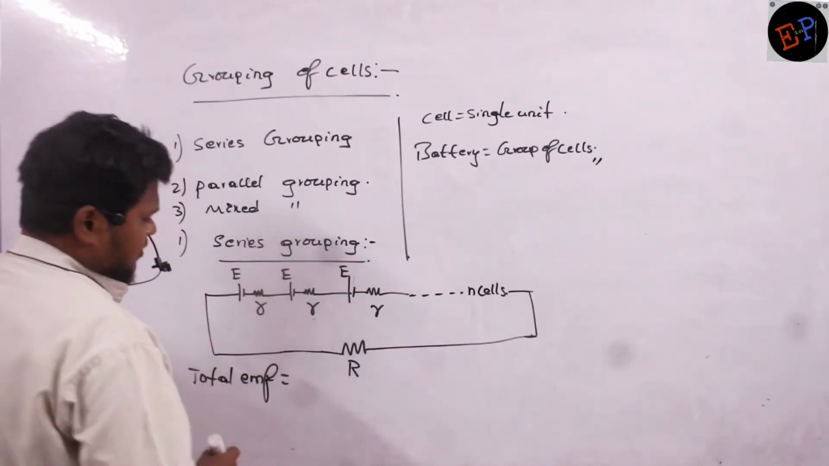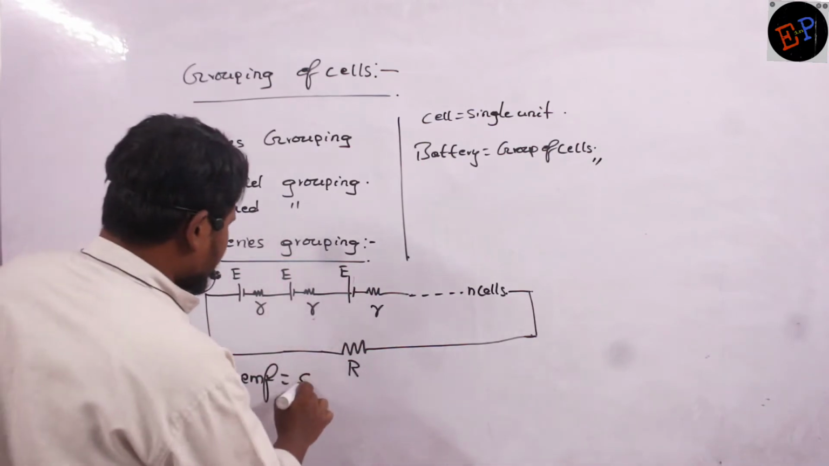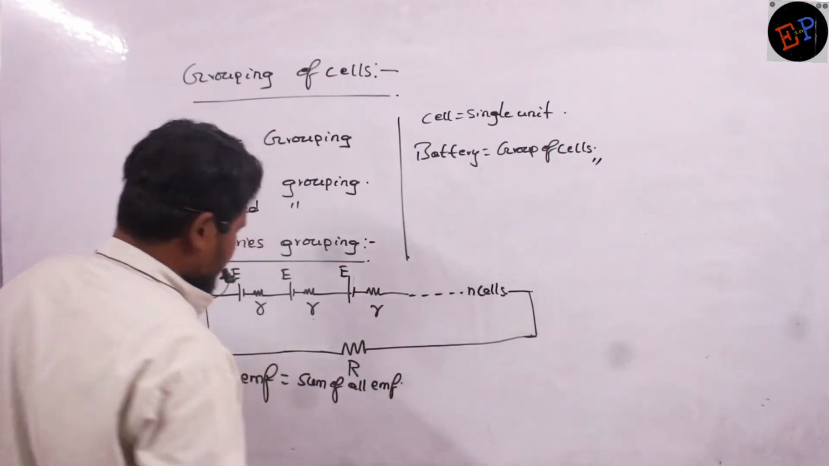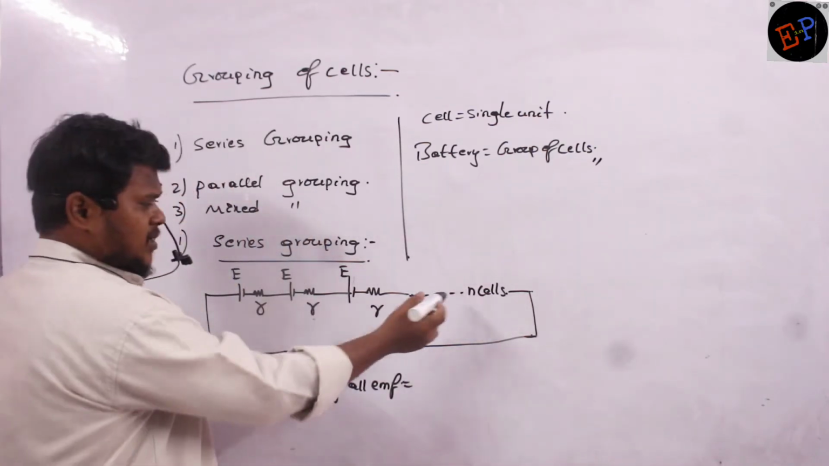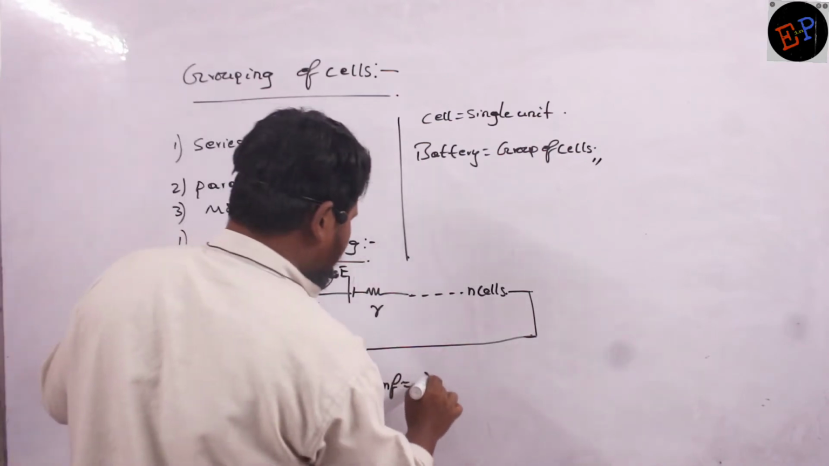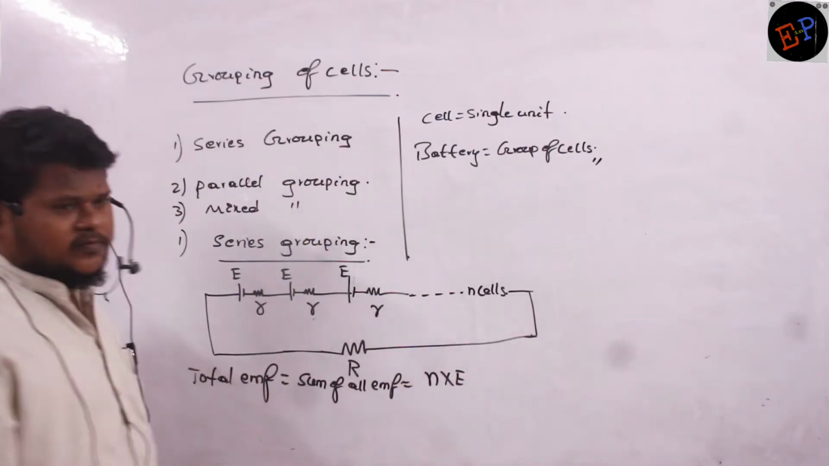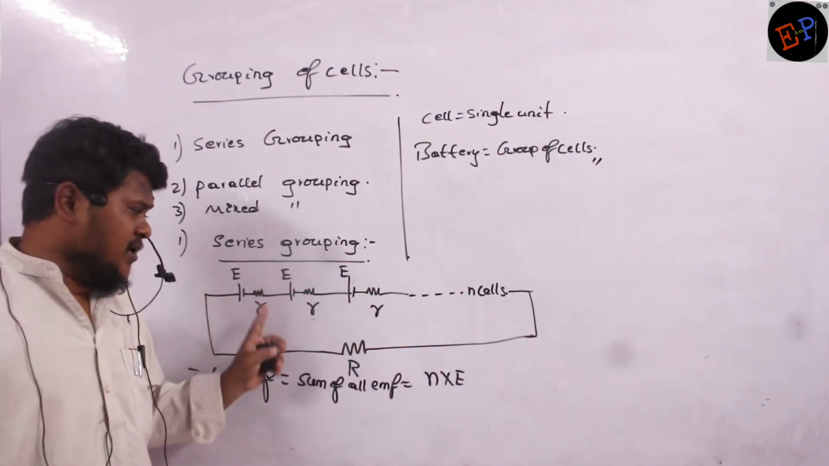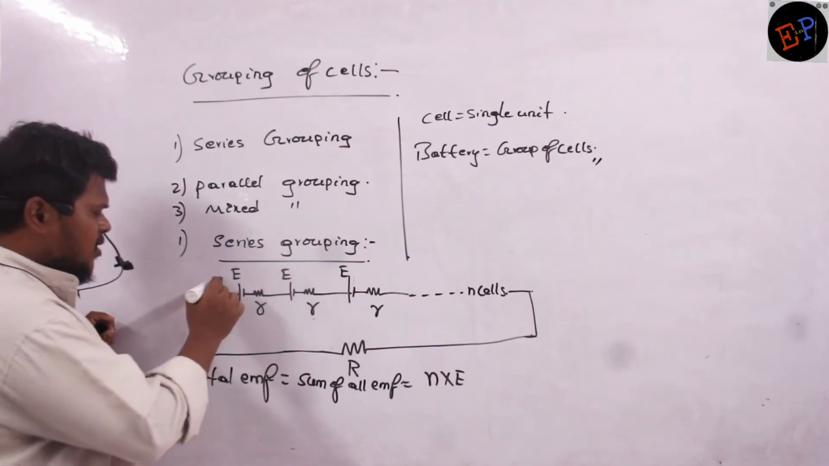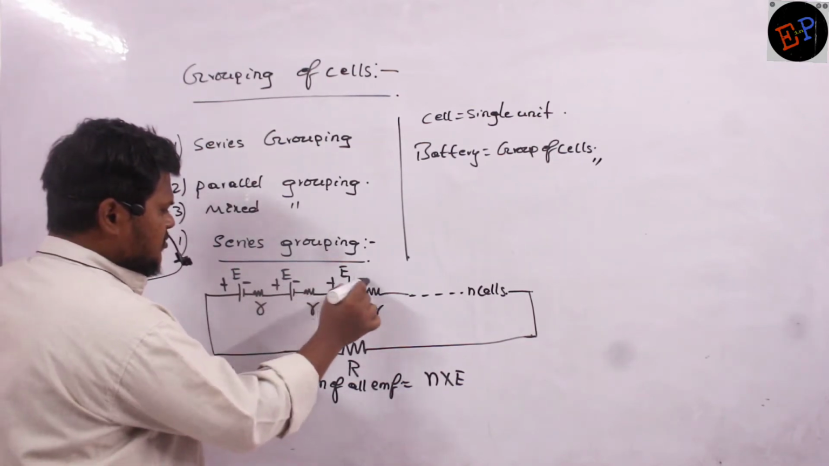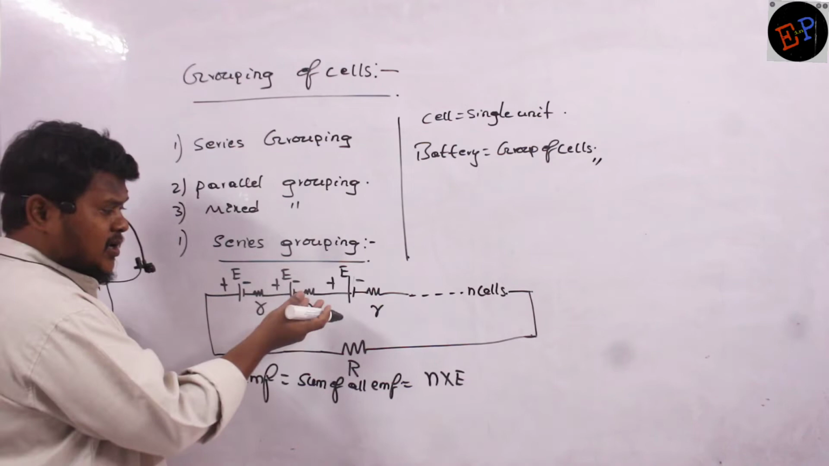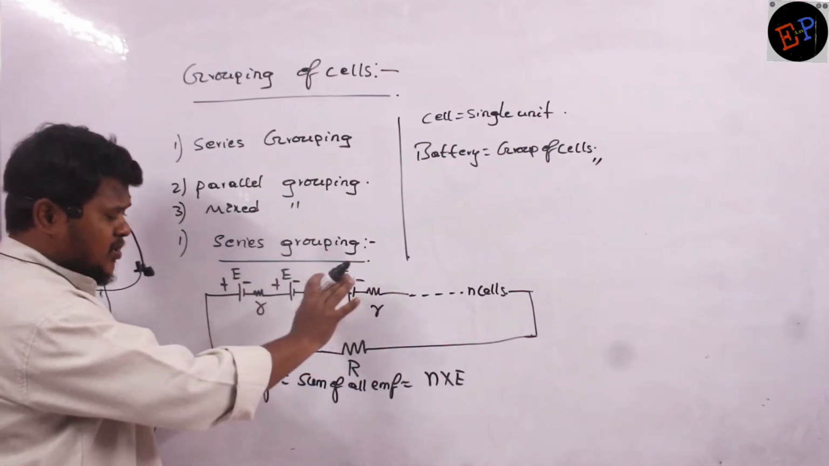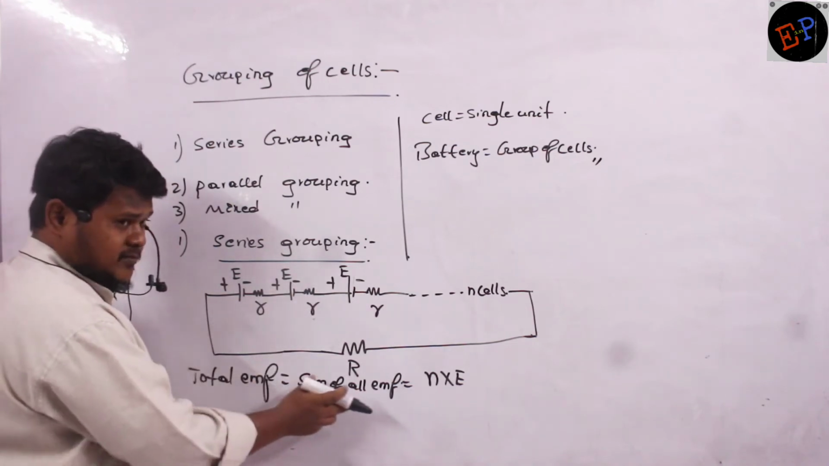Total EMF will be the sum of all the EMFs. So how many cells are connected? N cells are connected, so N into E. Can I say this is the total EMF? If they are connected in series, we have to add all the EMFs. And polarity is also the same. Polarity means positive, negative, positive, negative, positive, negative. If polarity is reversed, that is a different concept. But up to here, all the cells have the same polarity. So for total EMF you have to add all of them: N into E.